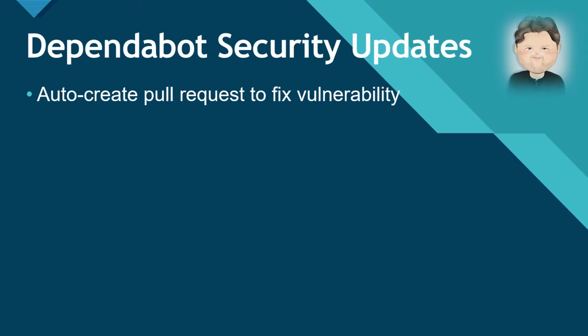Dependabot security updates allow Dependabot to automatically update your code to fix a discovered vulnerability. If it can, Dependabot will update your manifest to the minimum next version that will resolve the vulnerability and will submit a pull request for you to review and merge.